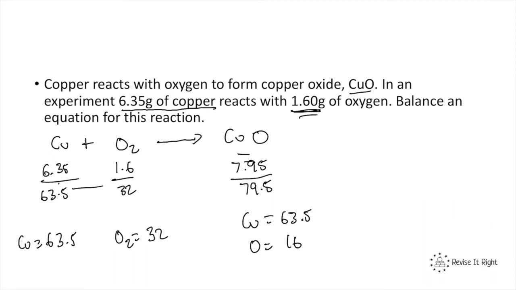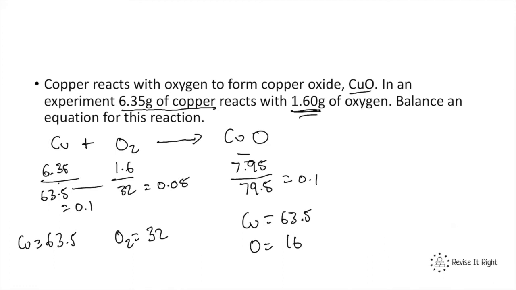And of course, now what we do, you remember from the last one, now we just divide them. To work out the moles, we do mass over Mr, which is of course the top number divided by the bottom here. So 6.35 divided by 63.5, if we put that into a calculator, we get 0.1. 1.6 divided by 32, we get 0.05. And 7.95 divided by 79.5, we get 0.1. Now remember, this means that 0.1 moles of copper plus 0.05 moles of oxygen forms 0.1 mole of copper oxide. But we can't put that into our equation.